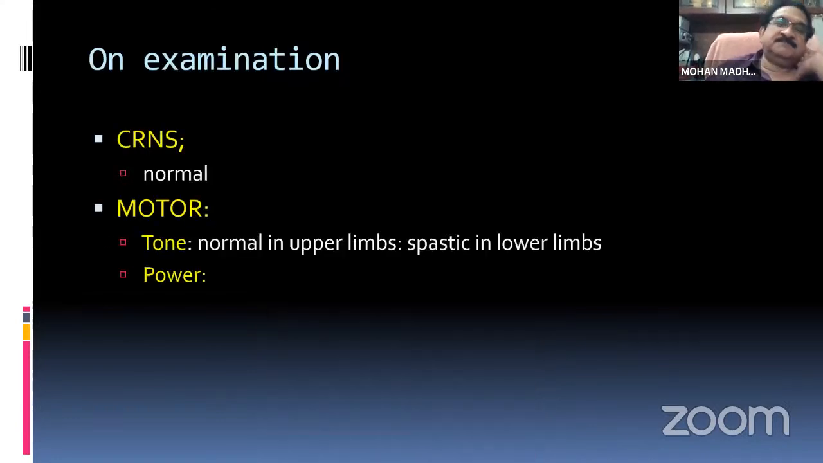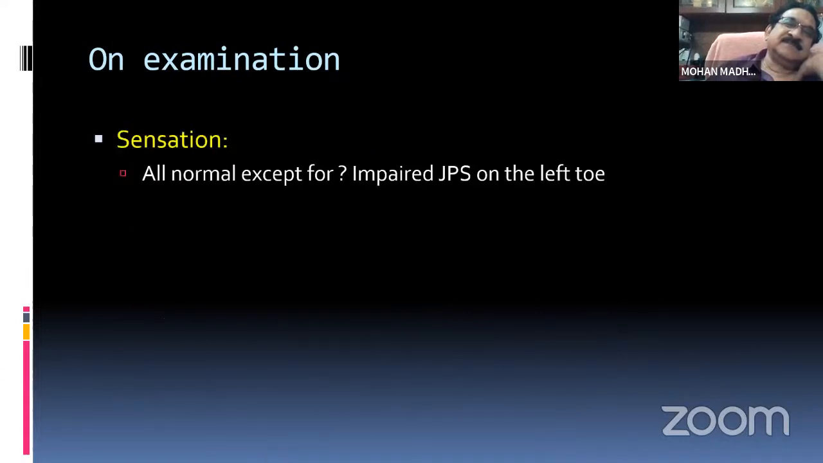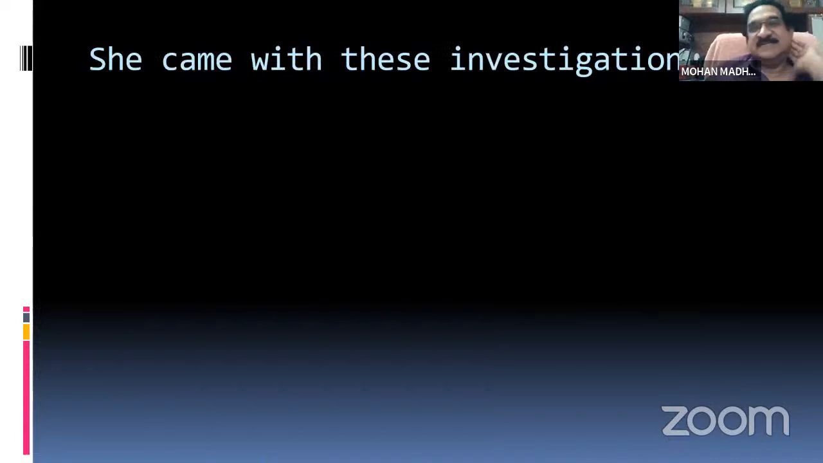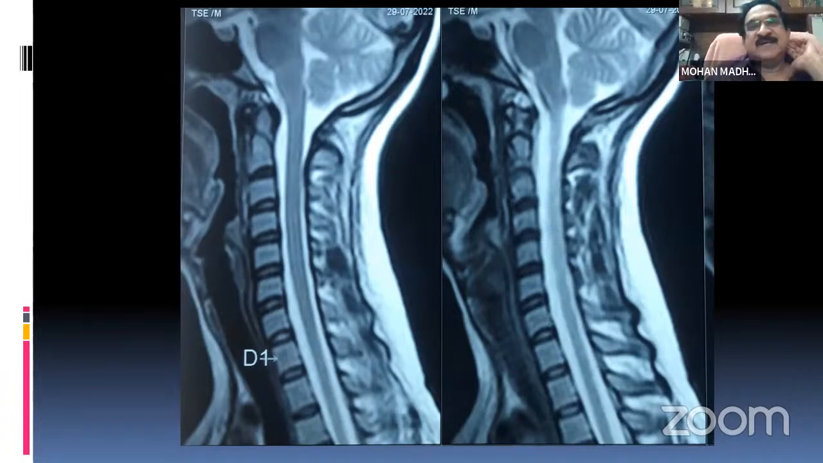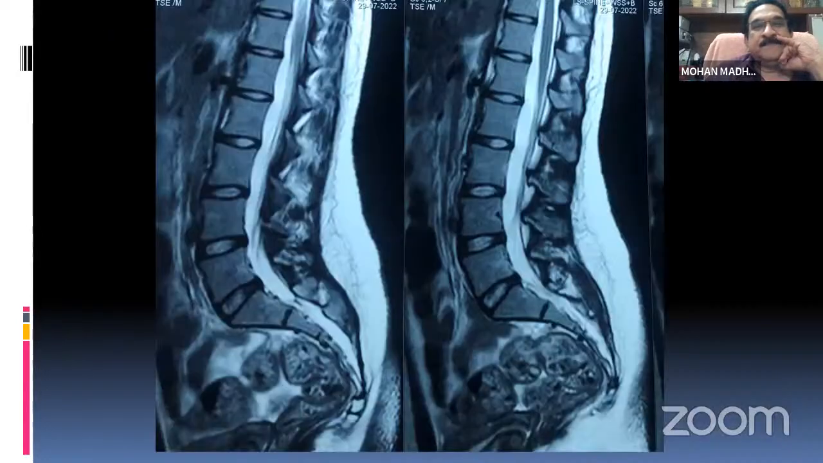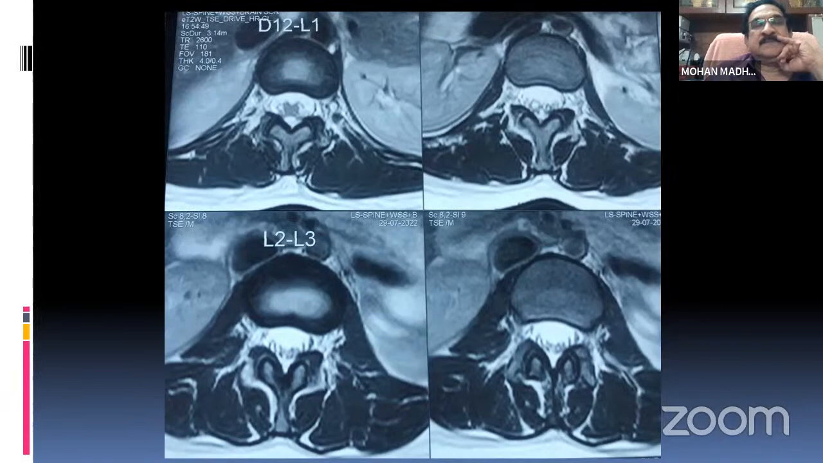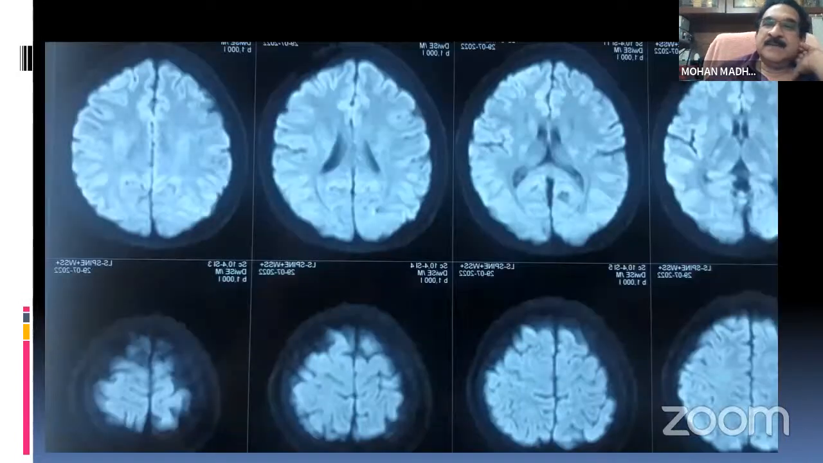Okay, what do you want me to do now? So the patient came with these investigations. Nerve conduction studies, sir. Okay, if she already came with these investigations, I thought I will show them. Spinal cord, dorsal cord, lumbar cord, lumbar spine. All this was done already from outside. I'm showing that in the spine, there is no canal stenosis anywhere. MRI brain was also done from outside, that also normal.